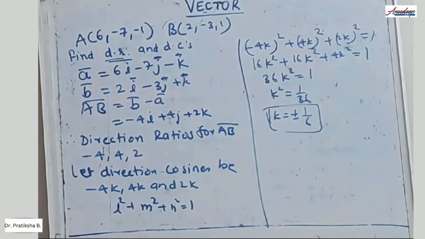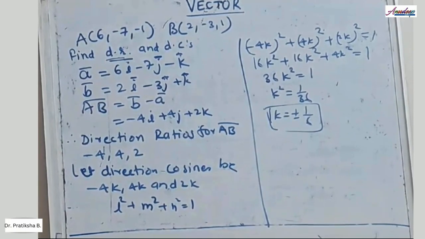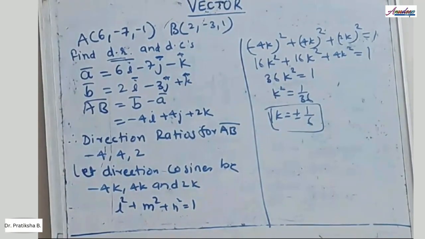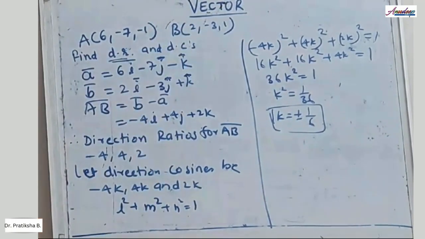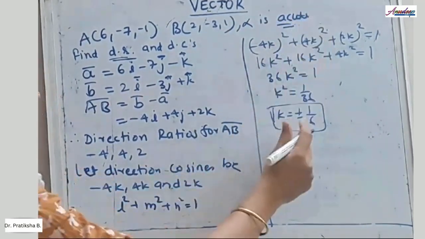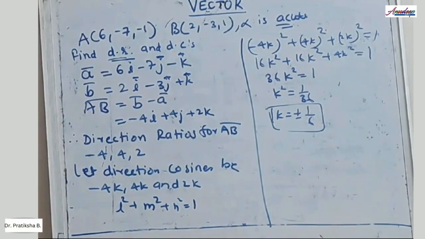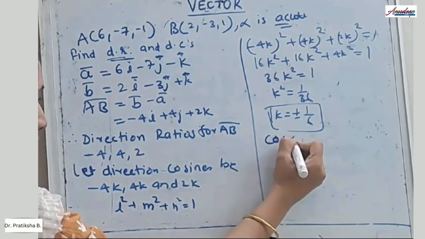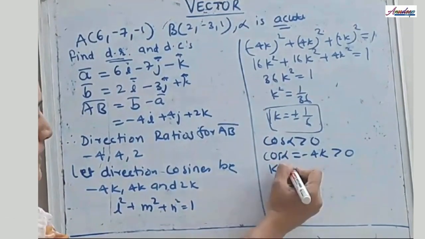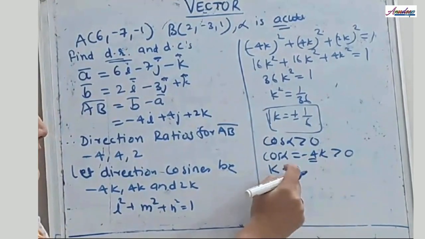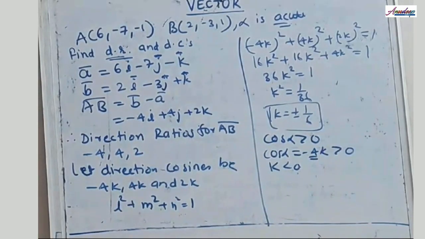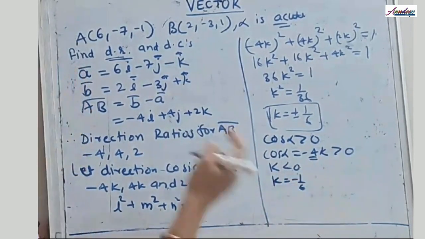Now we want to figure out the value of k such that the angle formed is acute. In the given problem, it is a line passing through these 2 points so that angle alpha is acute. This is what is given in the problem. Using that property, the angle alpha will be acute if cos alpha is greater than 0. That means k should be less than 0, isn't it? Because we already have a negative sign here. If k is negative, then it will be minus into minus, it will be plus and it will be greater than 0. For that reason, k will take the value minus 1 by 6 and not plus 1 by 6.